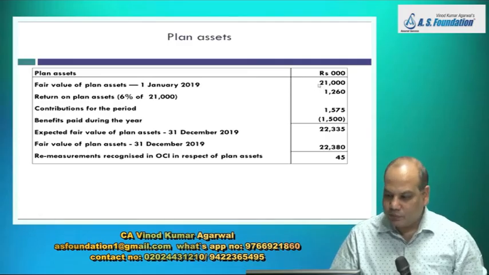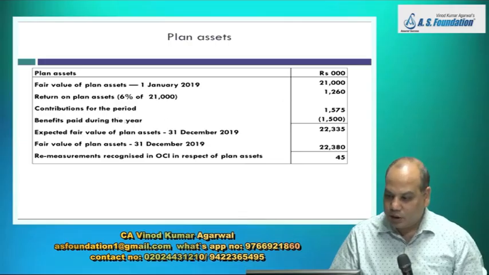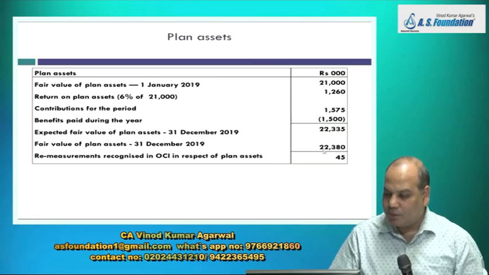Both are welcome. Fair value of plan asset, opening balance 21,000. Then we will add the interest on opening balance, 6% of 21,000. 6% of 21,000 is 1260. And then we'll add the contribution for the period, 1575. Benefit paid, 1500. The total fair value of plan asset will be 22,335.